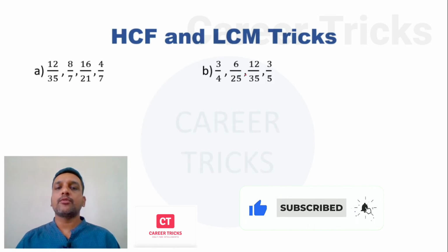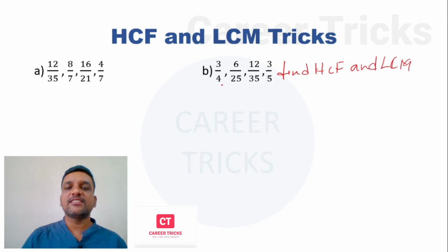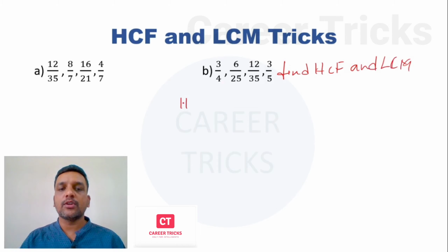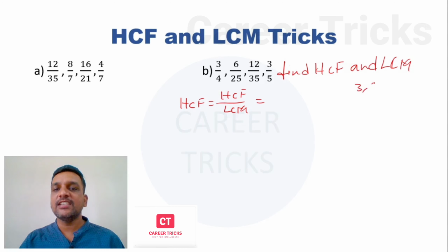Next, we are solving the second problem. Here we have to find the HCF. What do we have to do? The formula is HCF of the fractions equals HCF of numerators by LCM of denominators. I have to find the HCF of these numbers: 3, 6, 3, 12. Which is the smaller number? 3. 6 is divisible by 3, yes. 12 is divisible by 3, yes. 3 is divisible by 3, yes.